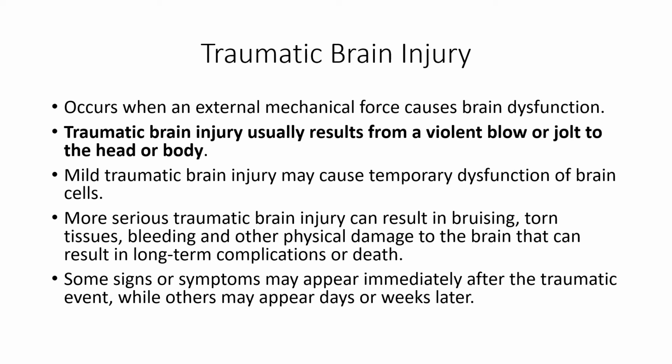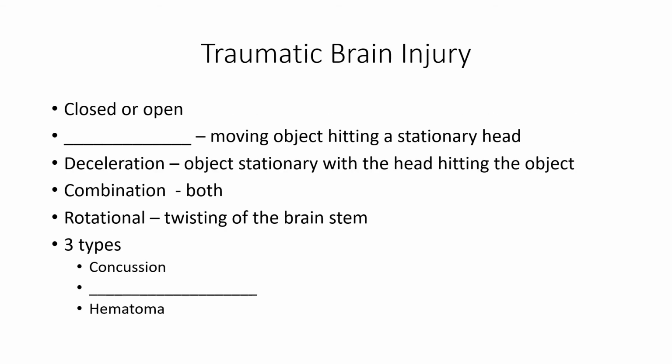Traumatic brain injury is talking about damage strictly to the brain. Some common causes would be falls, motor vehicle accidents, violence such as fights or shaken baby syndrome, sports injuries, or explosive blast or combat injuries. Traumatic brain injuries usually result from a violent blow or jolt to the head or the body. There are some different categories of traumatic brain injury. You can have open or closed. That means literally, is the skin and skull open, or is it closed?